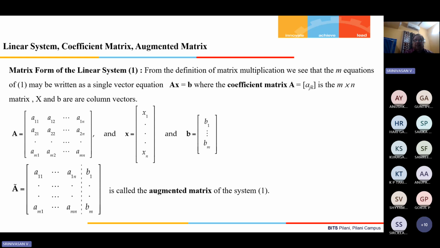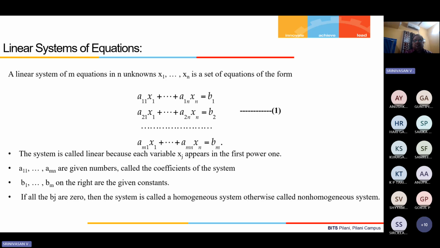Now Ax equal to B, that is A11 x1 plus A12 x2 plus etc. plus A1n xn equal to B1. A21 x1 plus A22 x2 plus etc. plus A2n xn equal to B2. Similarly, etc. Am1 x1 plus Am2 x2 plus etc. plus Amn xn equal to Bm. That is what your system of equations 1 is all about.